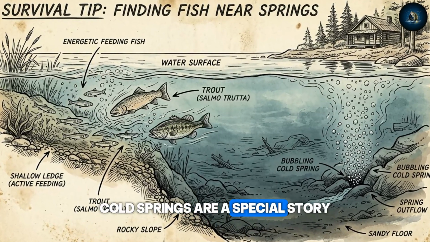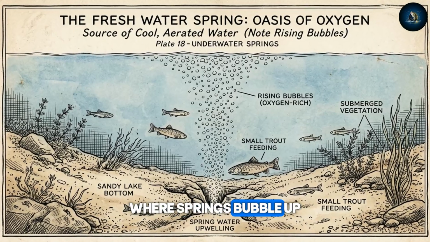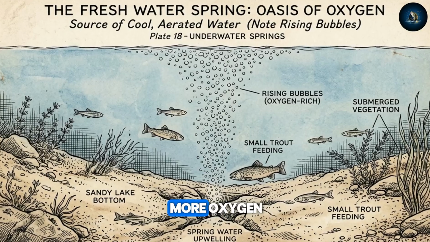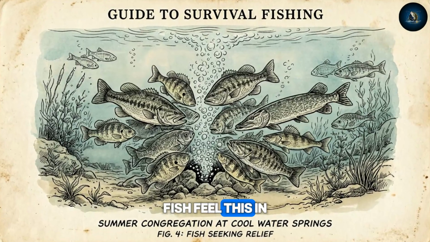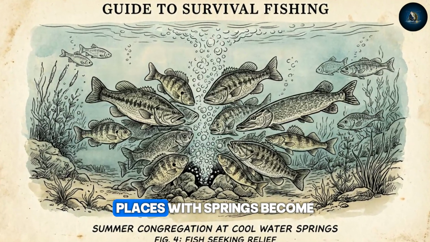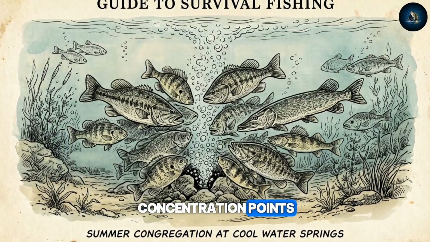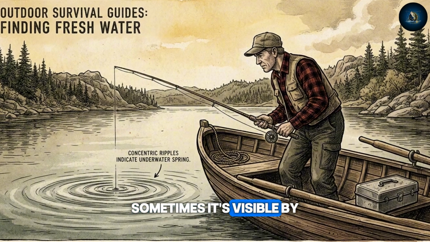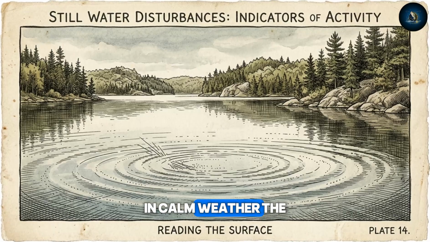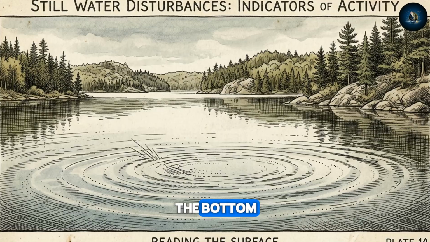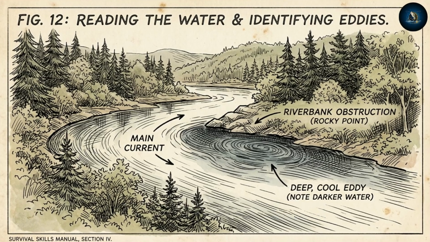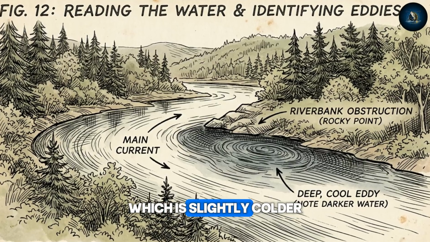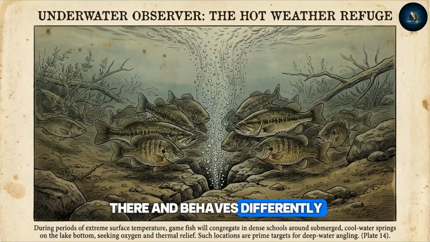Cold springs are a special story. Where springs bubble up on the bottom of the lake, the water temperature is lower and there is more oxygen. Fish feel this. In a hot summer, places with springs become concentration points. How do you find such a place? Sometimes it's visible by the ripples on the water in calm weather. The water coming up from the bottom slightly disturbs the surface. Sometimes it is indicated by a locally darker watercolor, which is slightly colder there and behaves differently.